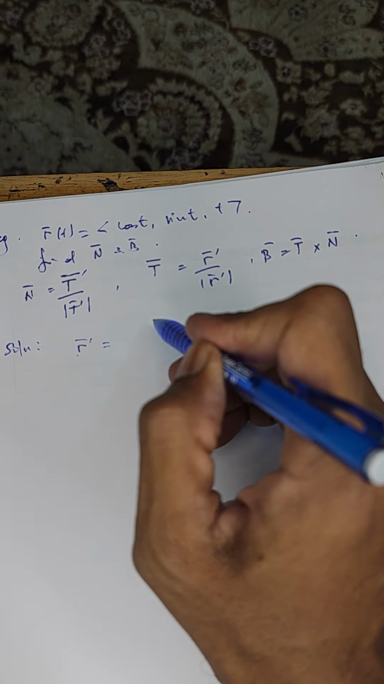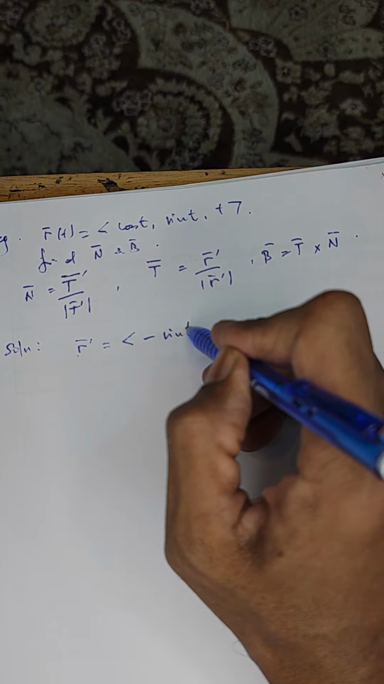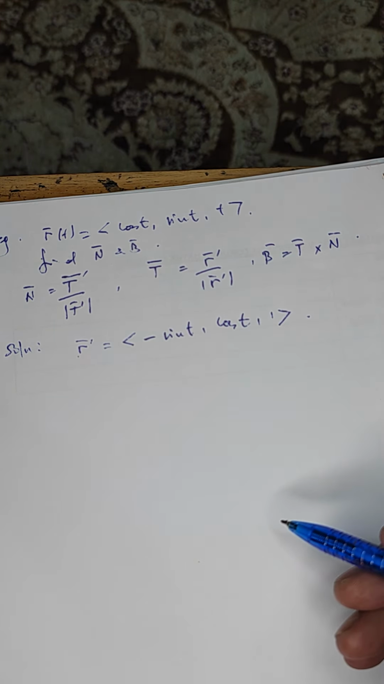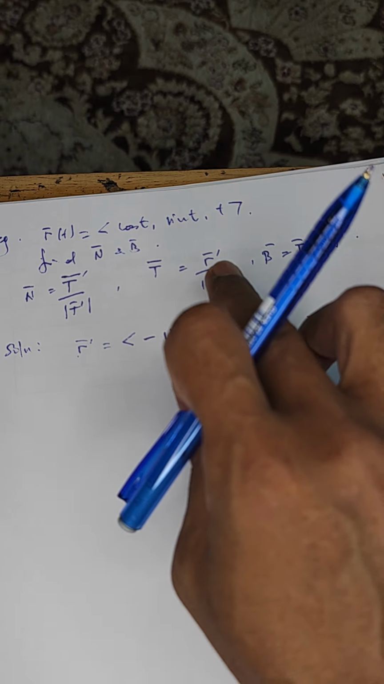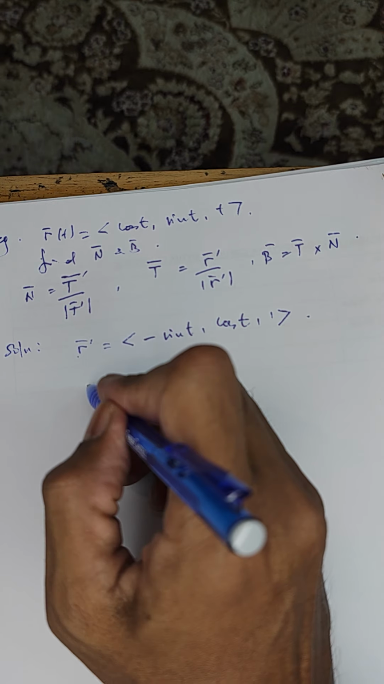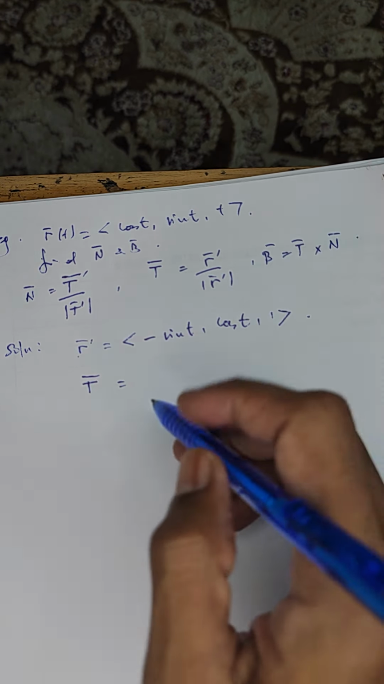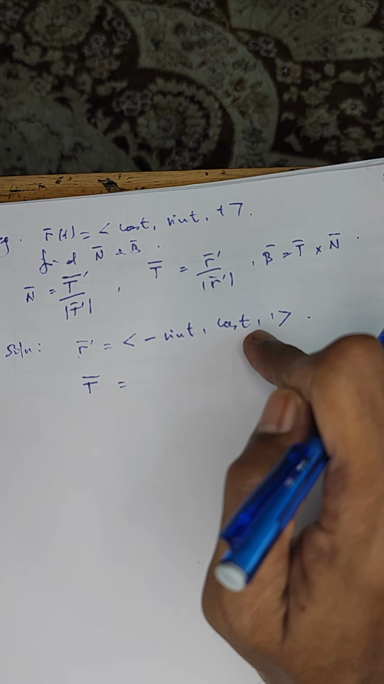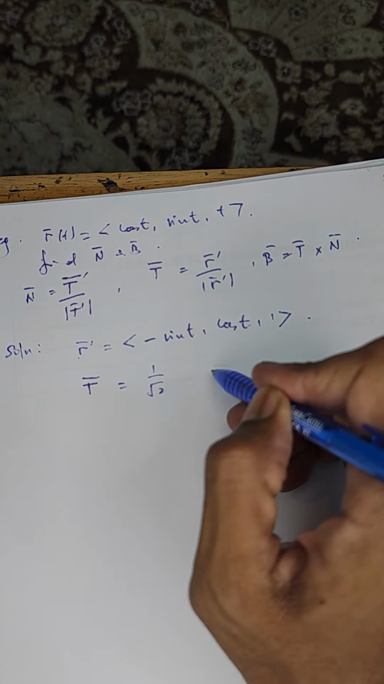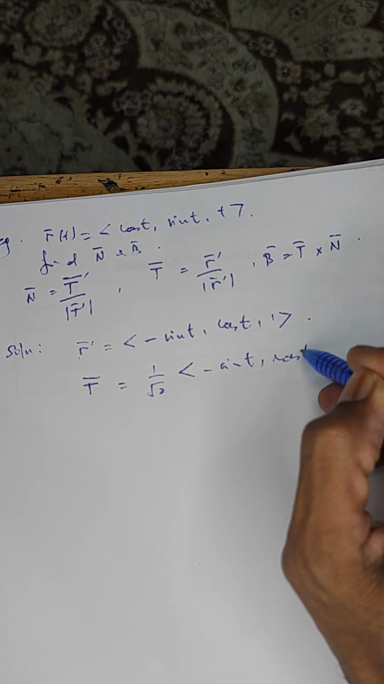So r prime is negative sine t, cos t, and 1. Then you can find what is T. From there we have T given as r prime over the magnitude of r prime. The magnitude of r prime is square root of 2, right? So we have 1 over root 2 times negative sine t, cos t, and 1.